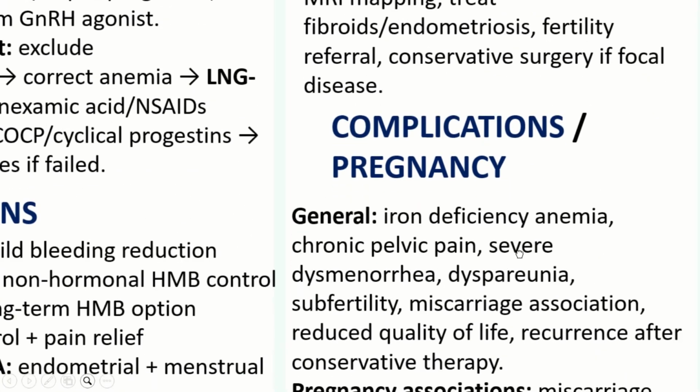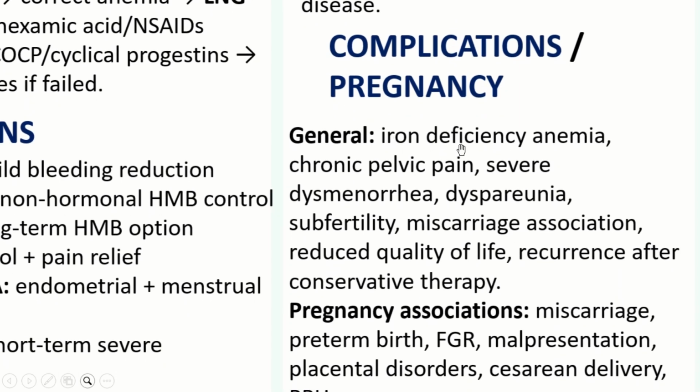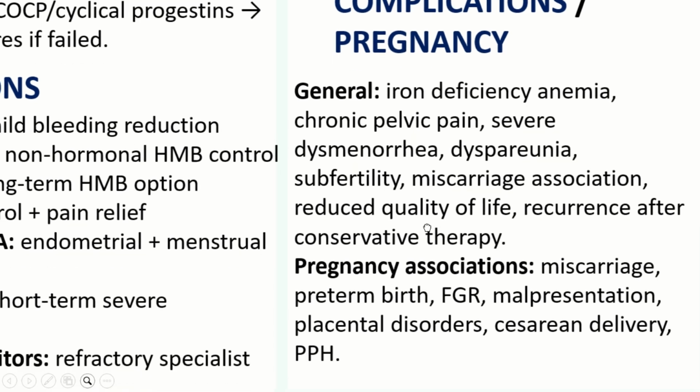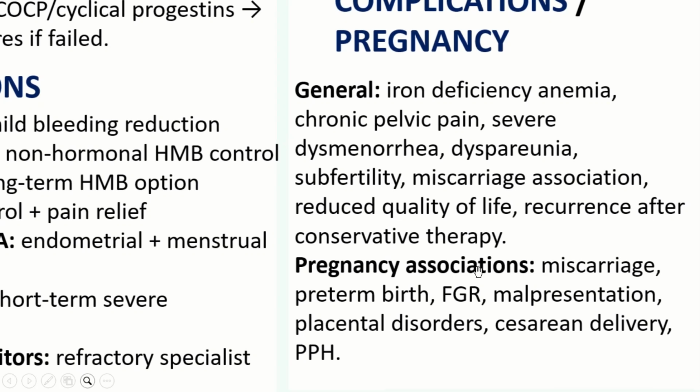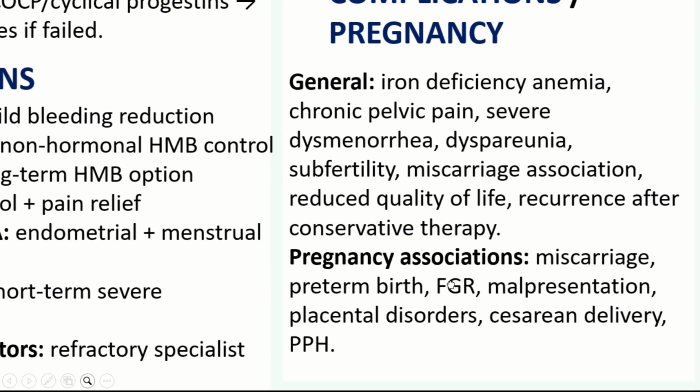So the complications during pregnancy are generally, you want to treat the iron deficiency anemia. They may have chronic pelvic pain, severe dysmenorrhea, dyspareunia. They may have fertility issues. Miscarriages are common because once the architecture of the uterus is disturbed, the risk of miscarriage is going to increase. The reduced quality of life, recurrence after conservative therapy, and things like that. So pregnancy associations: there is miscarriage, preterm birth, fetal growth restriction, malpresentation, placenta disorders, and cesarean delivery.